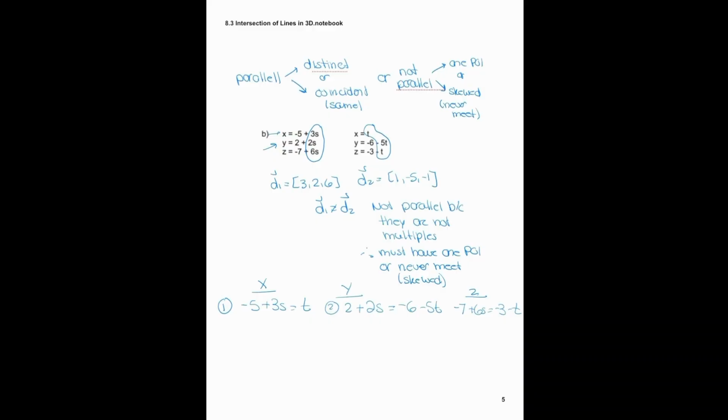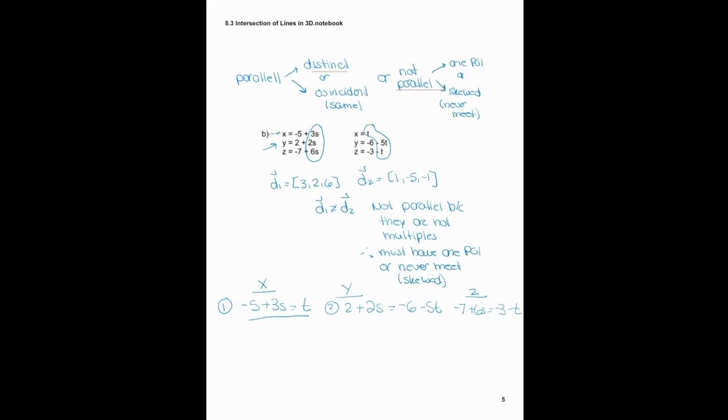Taking a look at them, I'm probably going to do a substitution, but we're going to get to that in a second. So two things could happen with these set of equations. We could get one set of values for s and t that work for all three coordinates. That would mean we have a single point of intersection. Or we could get a set of values that only works for two of the three equations. This would make it skewed. So we're going to pick two equations and solve using substitution or elimination. Since equation 1 here is just equal to t, so t is equal to -5 plus 3s, I'm going to use substitution and I'm going to sub equation 1 into equation 2.